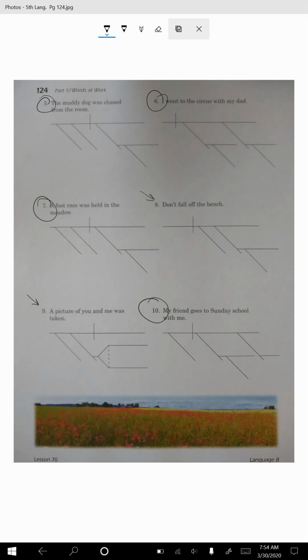All right. So let's go to number 8. Don't fall off the bench. All right, remember our 4 kinds of sentences? We have declarative, which just makes a statement. We have imperative, which is a command or a request. We have exclamatory, which is a sentence that ends in an exclamation point, and it shows a lot of emotion. And then we have, what's the other one? The question one, interrogative. An interrogative sentence.